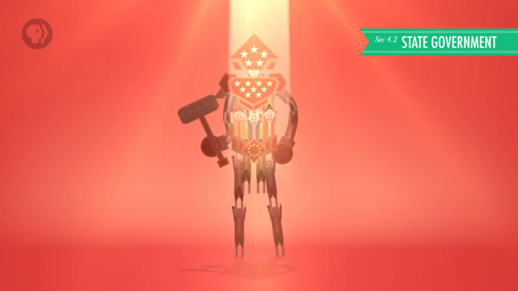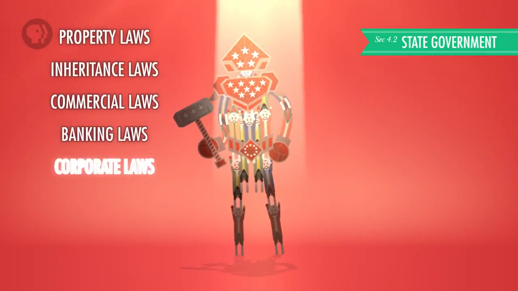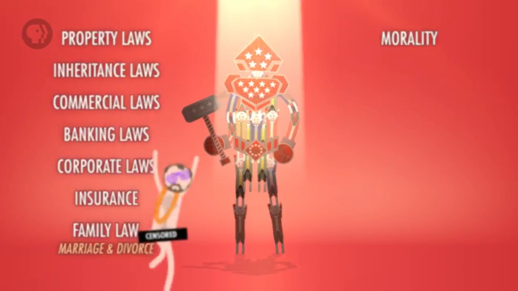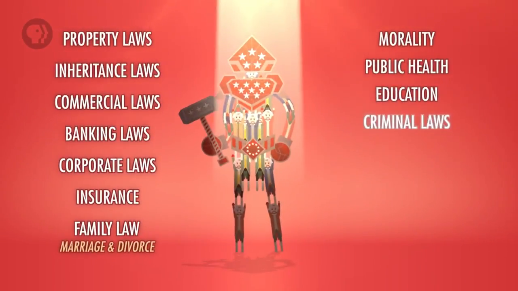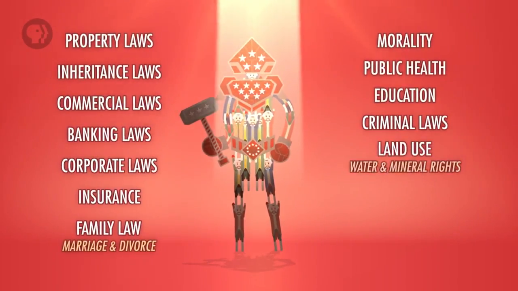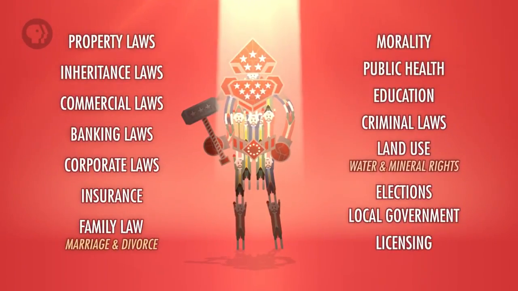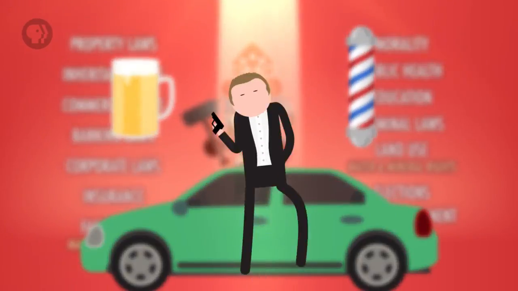The state government had control over property laws, inheritance laws, commercial laws, banking laws, corporate laws, insurance, family law, which means marriage and divorce, morality, stuff like public lewdness and drinking, public health, education, criminal laws, including determining what is a crime and how crimes are prosecuted, land use, which includes water and mineral rights, elections, local government, and licensing of professions and occupations, basically what's required to drive a car, or open a bar, or become a barber, or become James Bond.